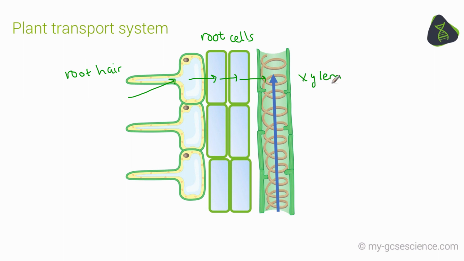And once inside the xylem, the water and the dissolved mineral ions get transported all the way up the xylem to the leaves where those things are actually needed. And this movement is driven by a process called the transpiration stream. So I'm just going to put transpiration here.